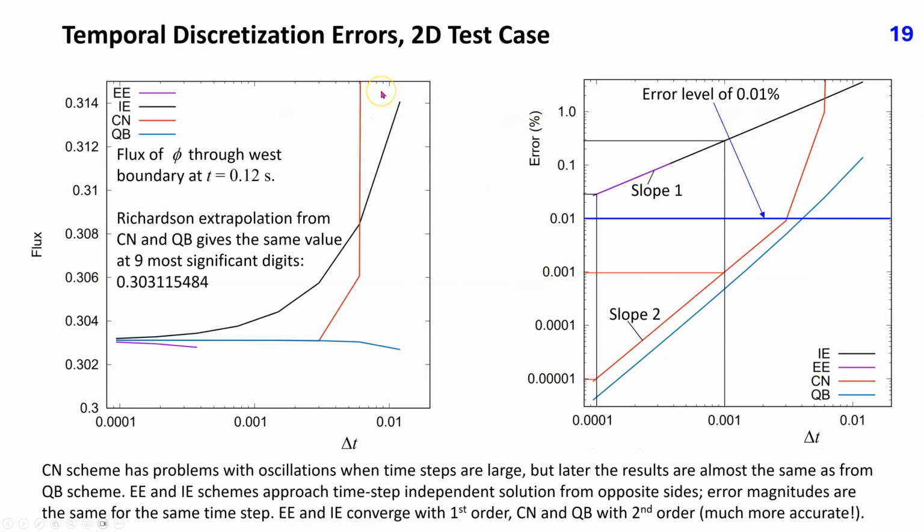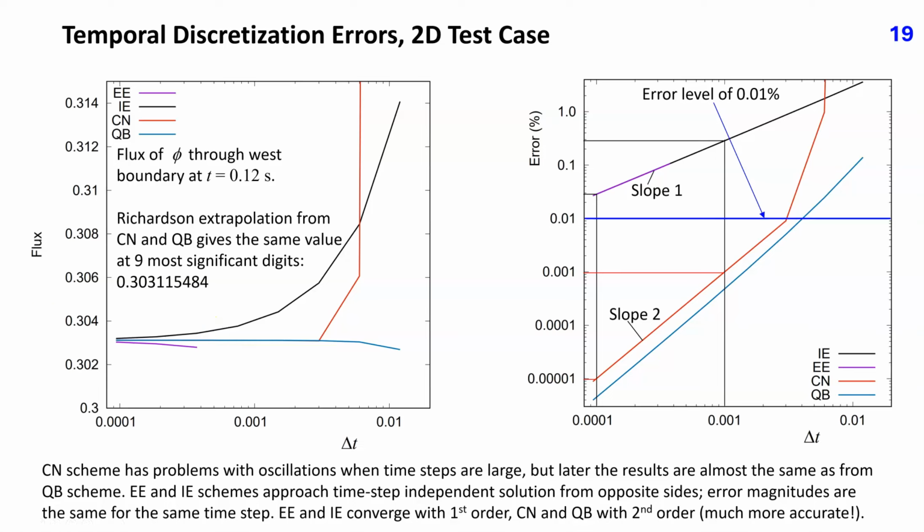This figure shows the flux of phi through west boundary at t equals 0.12 seconds computed with different time integration schemes and time step sizes. The Crank-Nicolson scheme has problems with oscillations at large time steps, as shown in slide 17, but later the results are almost the same as from quadratic backward scheme.